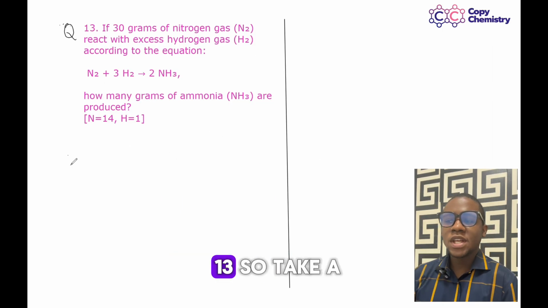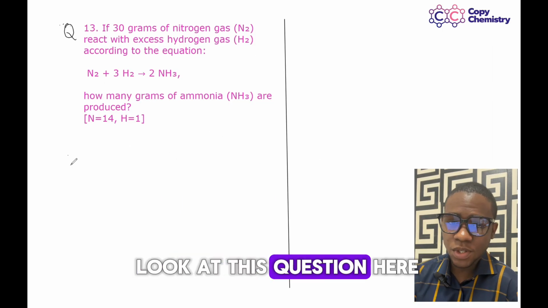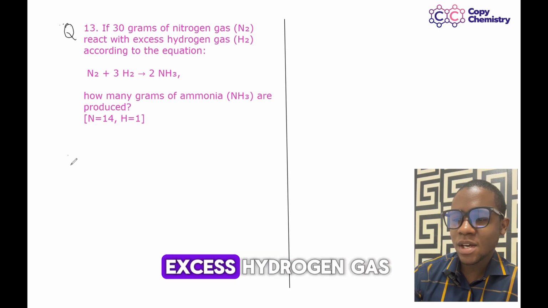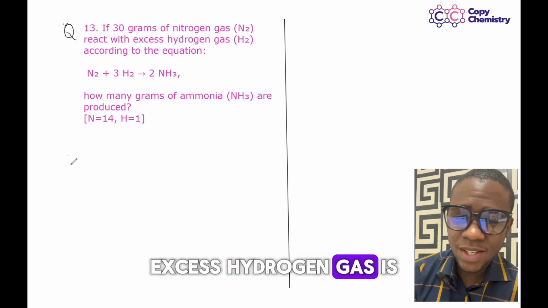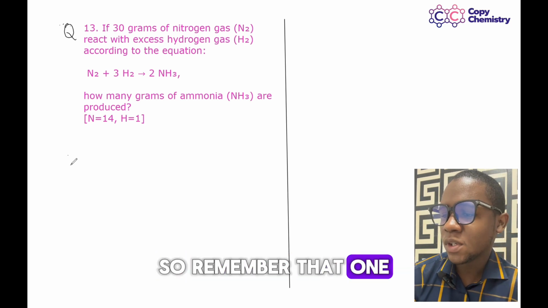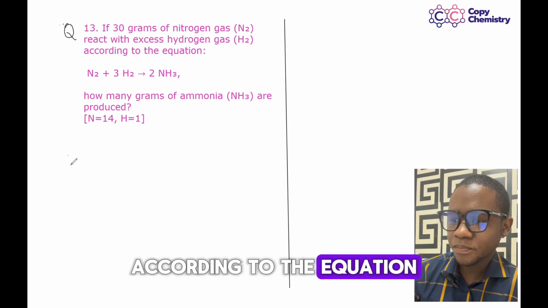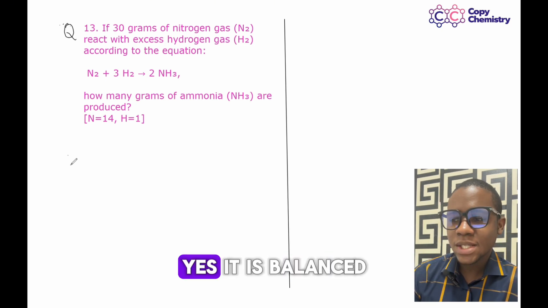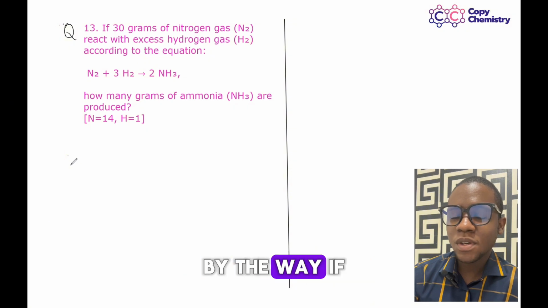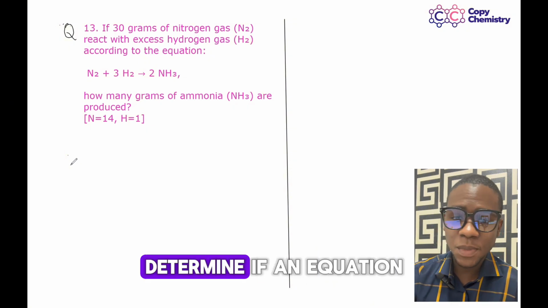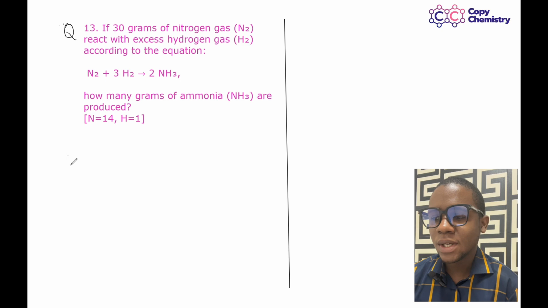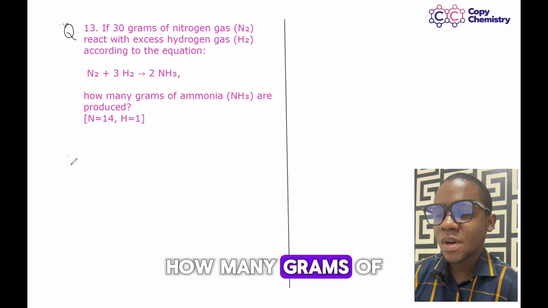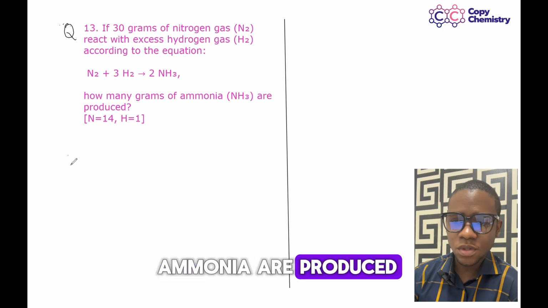Yes, this is question 13. So take a look at this question here. If 30 grams of nitrogen gas reacts with excess hydrogen gas, that's very important, so remember that one. According to the equation, and this is the equation here, is it balanced? Yes, it is balanced. By the way, if you don't know how to determine if an equation is balanced or not, let us know so that we will help you out. How many grams of ammonia are produced?